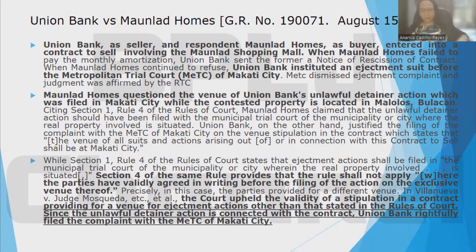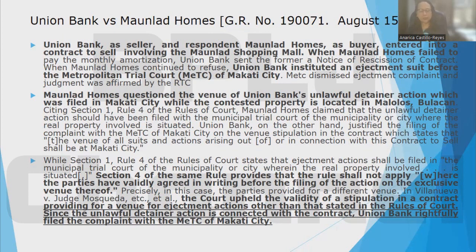Union Bank and Maunlad entered into a contract to sell involving the Maunlad shopping mall. Now, when Maunlad failed to pay the amortizations, Union Bank instituted an ejectment suit before the METC of Makati City. The METC dismissed the ejectment and the judgment was affirmed by the RTC. Maunlad Homes questioned the venue of Union Bank's unlawful detainer action, which was filed in Makati City, while the contested property is located in Malolos, Bulacan.